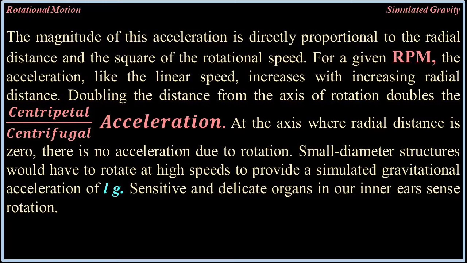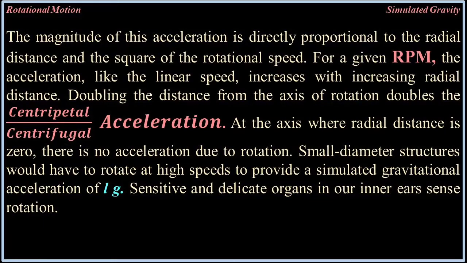The magnitude of this acceleration is directly proportional to the radial distance and the square of the rotational speed. For a given RPM, the acceleration, like the linear speed, increases with increasing radial distance. Doubling the distance from the axis of rotation doubles the centrifugal acceleration. At the axis, where radial distance is 0, there is no acceleration due to rotation. Small diameter structures would have to rotate at high speeds to provide a simulated gravitational acceleration of 1g.